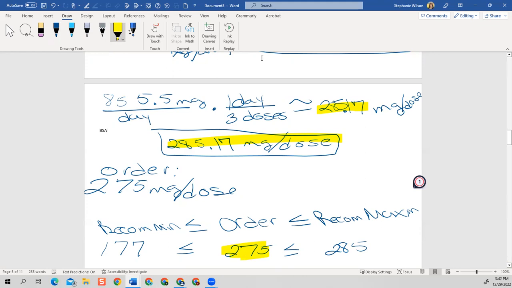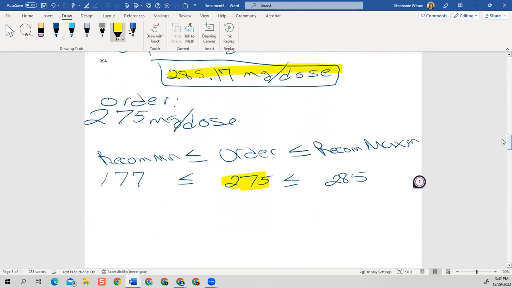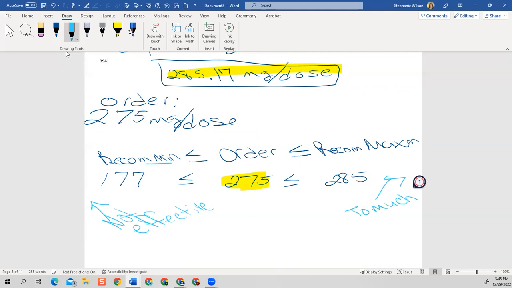Okay? Now, a special note right quick. If the order is less than the recommended minimum for that patient, then it's not going to be effective. If it's not effective, we're not helping the patient, right? If the order is greater than our maximum recommended, then it's too much. You can overdose that patient. Okay? So, in this case here, yes, the order is safe because it didn't exceed the maximum and it didn't fall below the minimum. So it's going to be helpful.